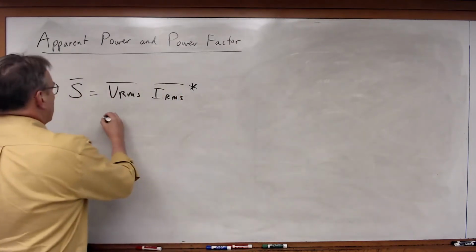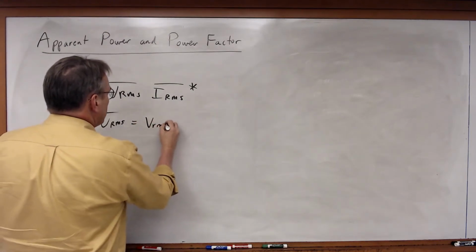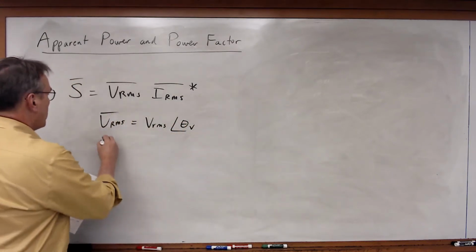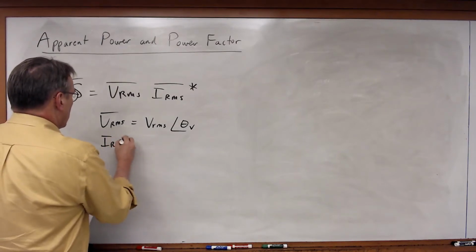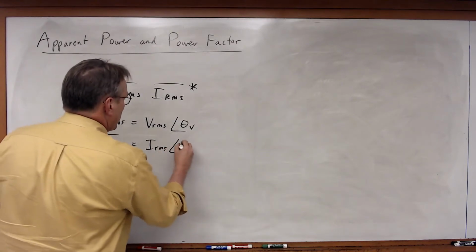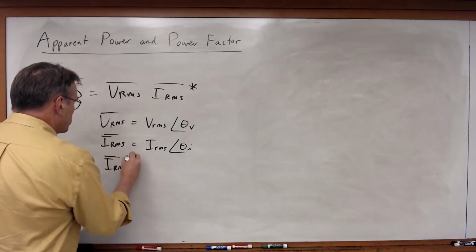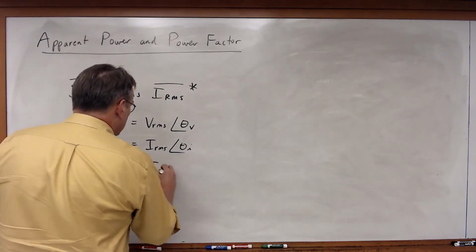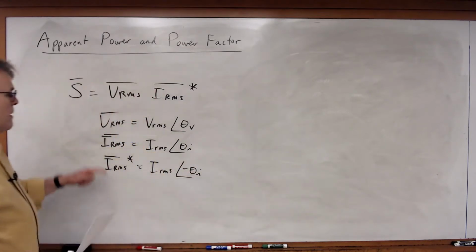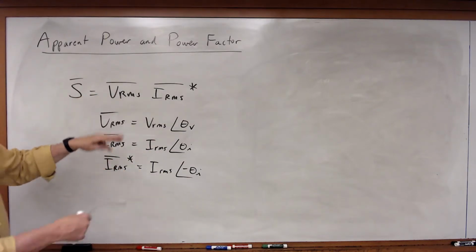We know that VRMS, I'll just write that in polar form as VRMS at angle theta sub V. IRMS is the magnitude at angle theta sub I, and IRMS complex conjugate is equal to the magnitude at a phase angle of minus theta sub I. So these are just the RMS phasors and the complex conjugate of the current phasor, all written in polar form.